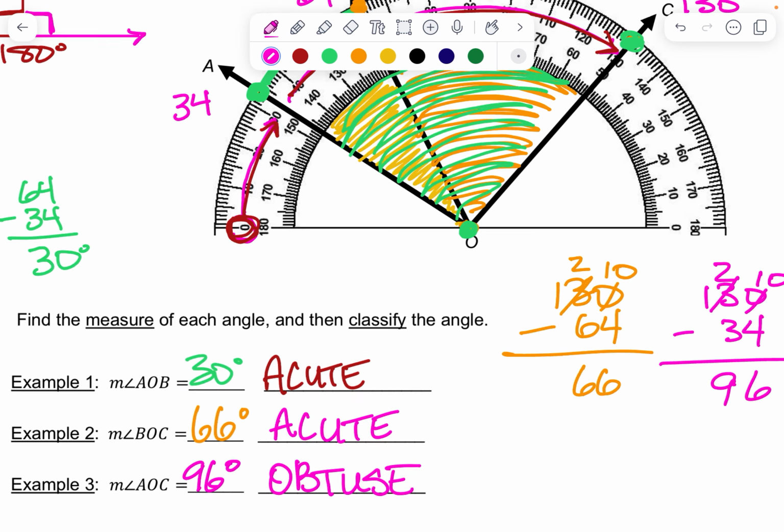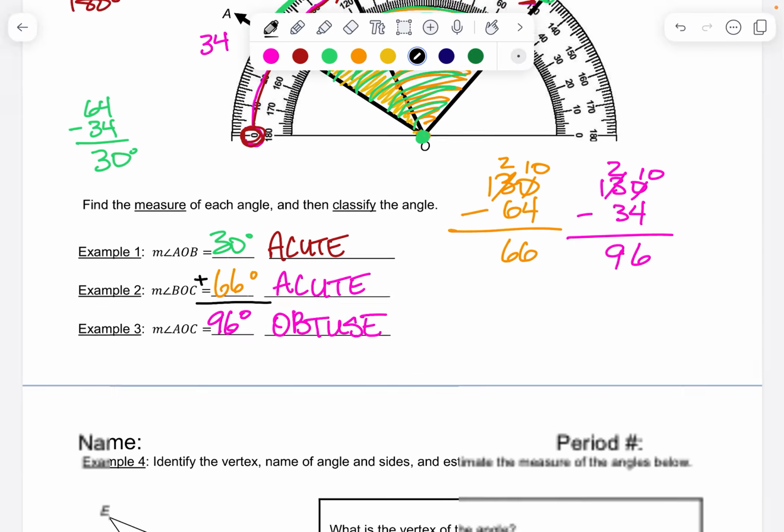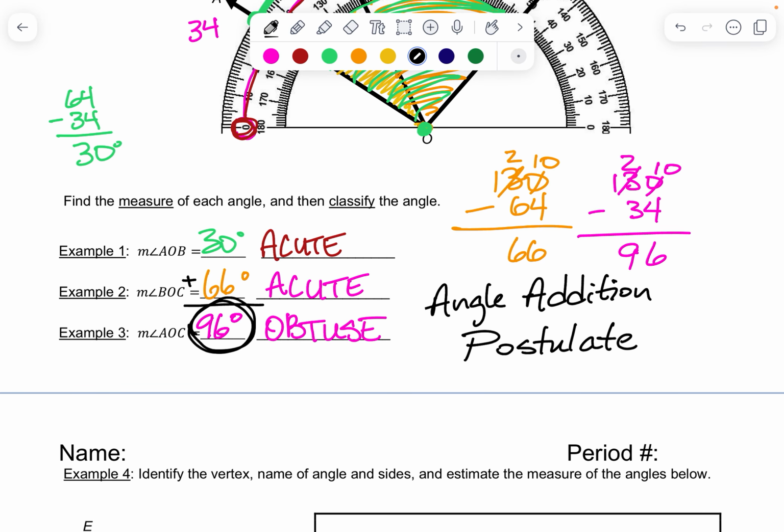And then what I'll point out to everyone in class is that when you take 30 and you add 66, you get 96. Let me clean that up a little bit. 30 plus 66 equals 96. So all that proved was what's called the angle addition postulate. If you have two smaller angles that are side by side, they combine to make one bigger angle, just like the segment addition postulate from last class.